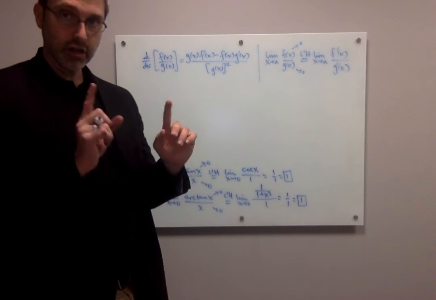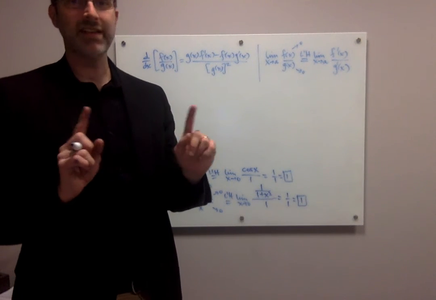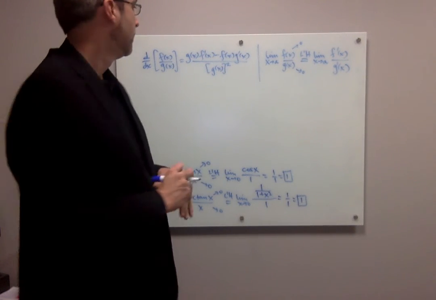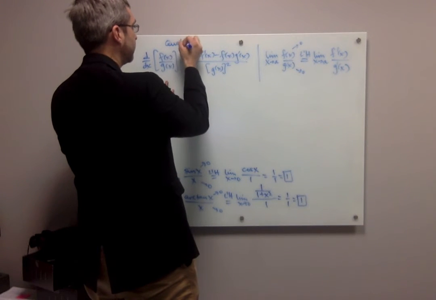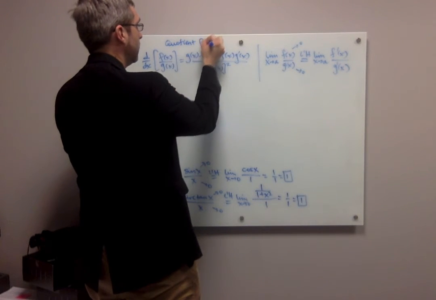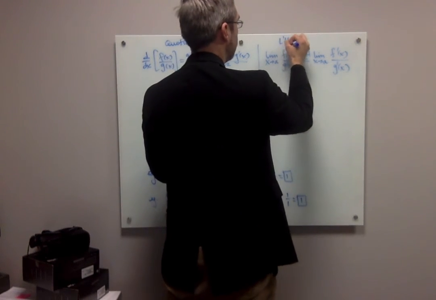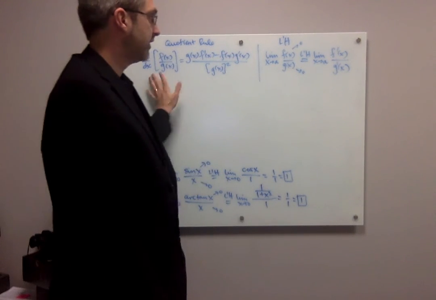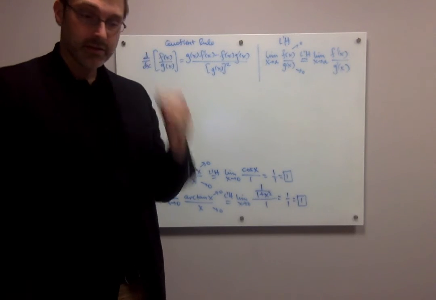Okay, they're close, but not the same thing. And the derivative is a limit, but it's not the limit of the function, it's the limit of a much more complicated thing, okay? So you use the quotient rule when you're taking the derivative of a fraction. You use L'Hopital's rule when you're taking the limit. Okay, this is the derivative and this is the limit of that fraction. Okay, is that clear? So don't confuse those two.